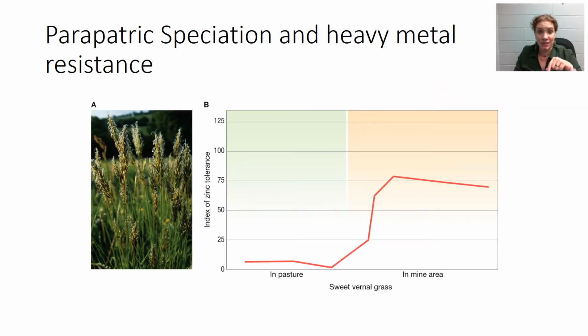So parapatric speciation occurs where you would have a hybrid zone, and they actually looked at this in particularly the sweet vernal grass. This is a summer grass. It's kind of a weedy looking thing. You've got a picture of it there. And they compared the versions that grow in pastures to the versions that grow in mining areas. And in particular, they were looking at the ability of these plants to absorb zinc from the environment.